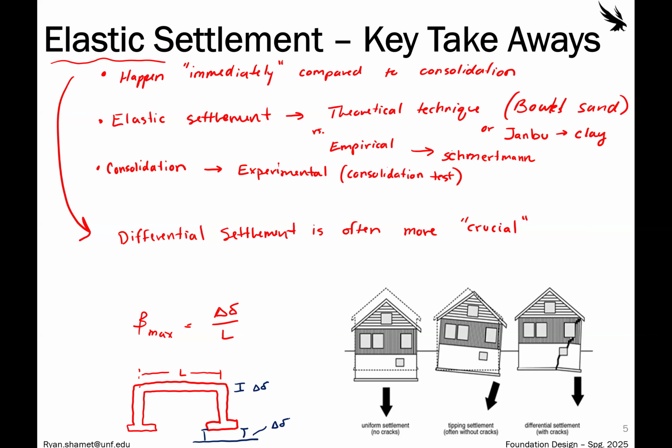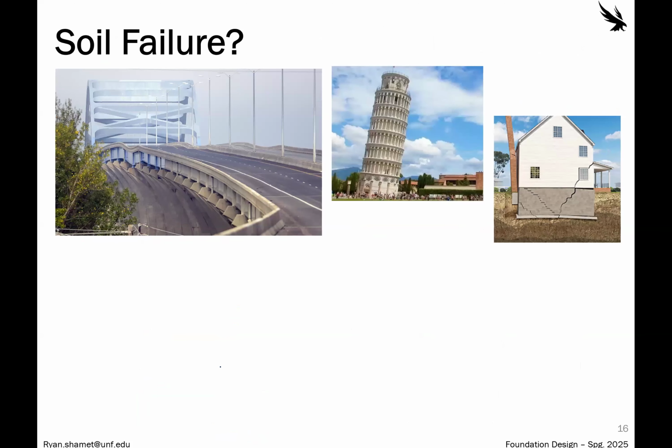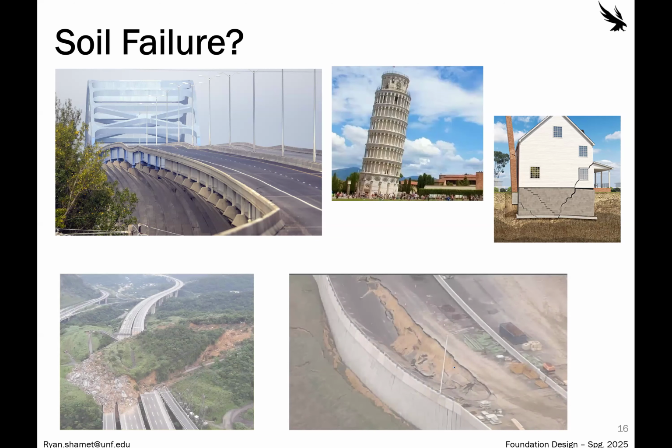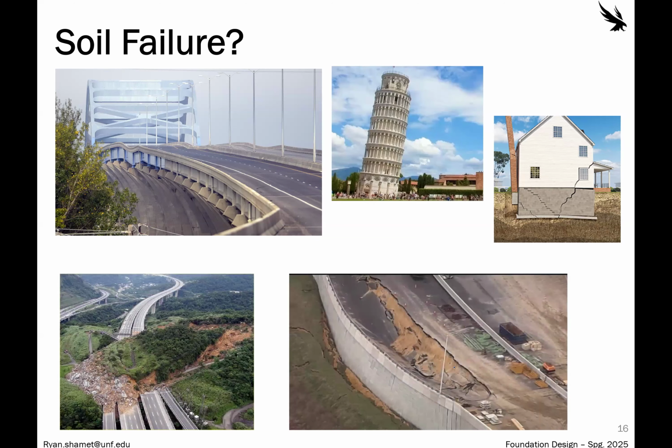All right, so elastic settlement and settlement in general, consolidation settlement, can cause issues, right? Different types of settlement, especially differential settlement, will cause the soil to fail, which will then cause the structure that we're placing on the soil to, quote unquote, fail or not have its intended use. But there's another type of soil failure that we have to design against as well, and that's shear failure. These are a little bit more catastrophic, like landslides or bearing capacity failures.